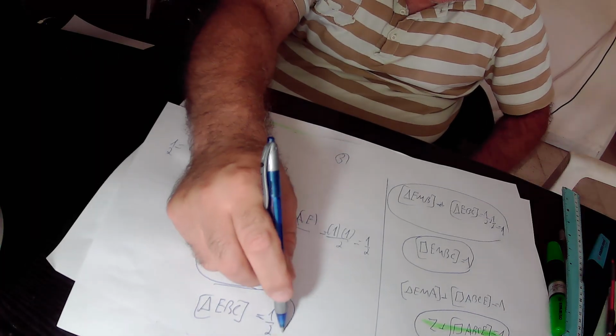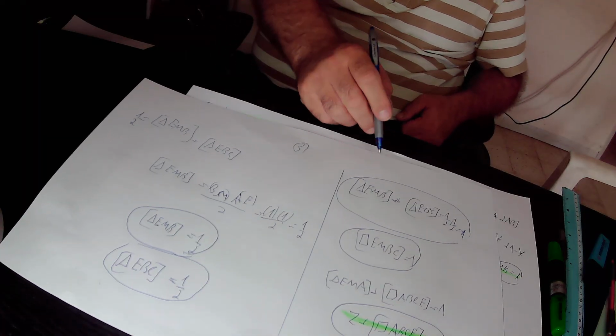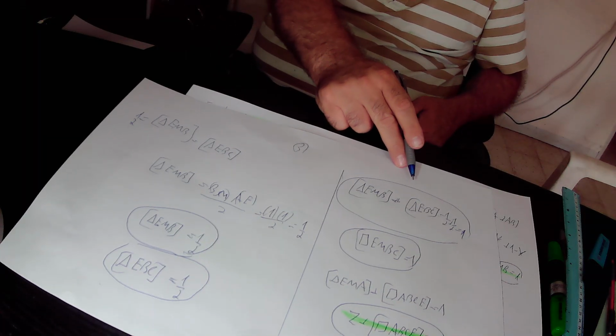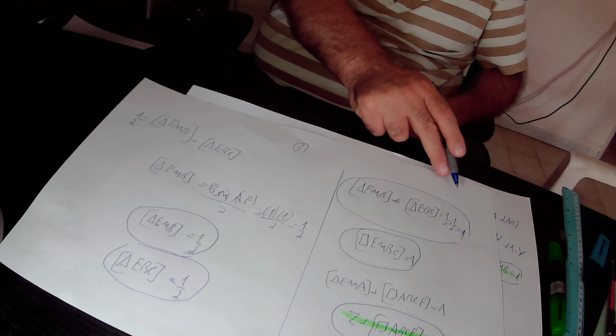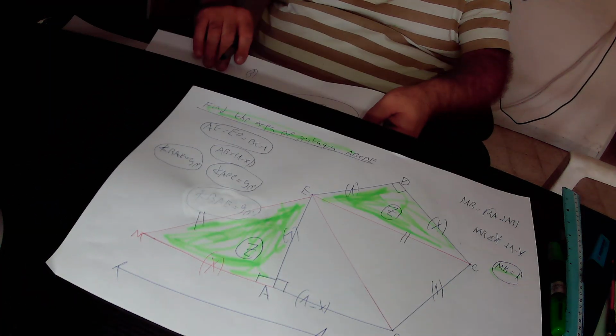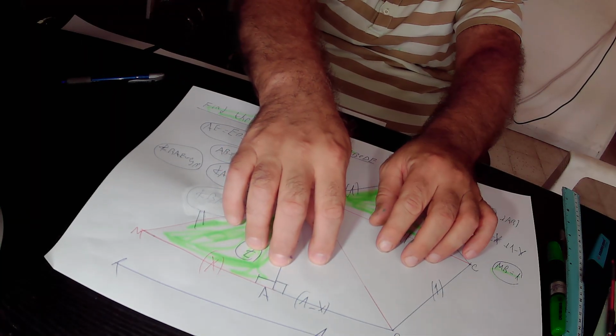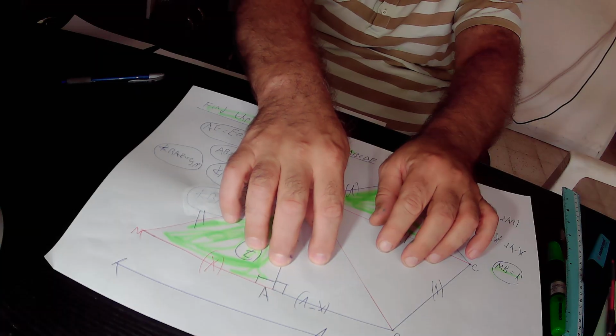So therefore, the area of triangle EMB plus the area of triangle EBC in total will be equal to 1 half plus 1 half, that is 1. So in total, we found out that the sum of the areas of those two triangles is equal to 1 square in its size.